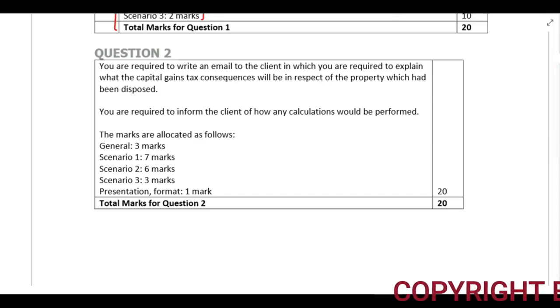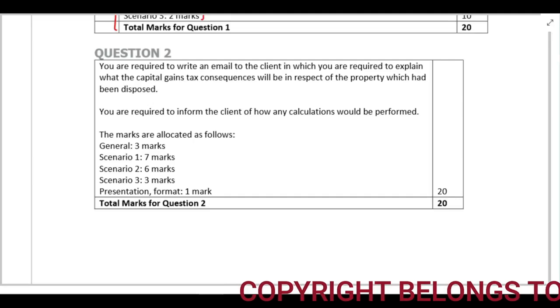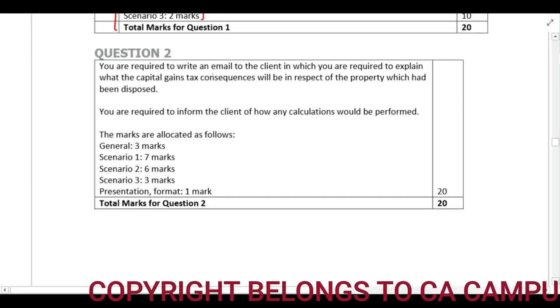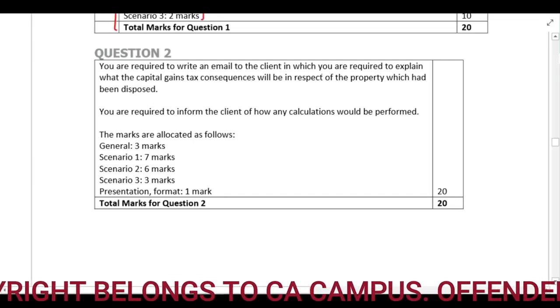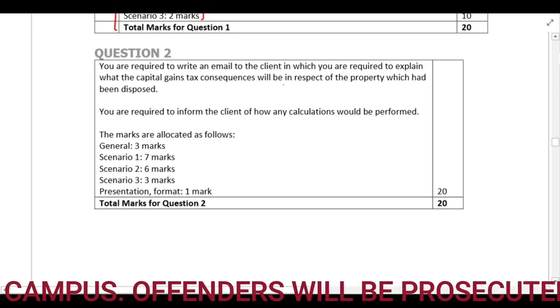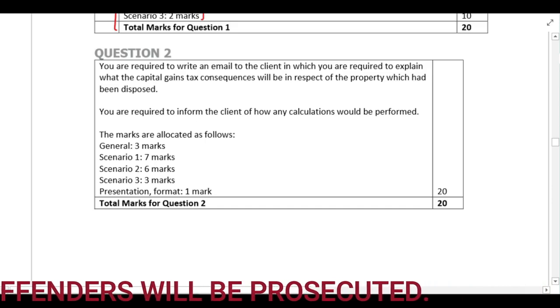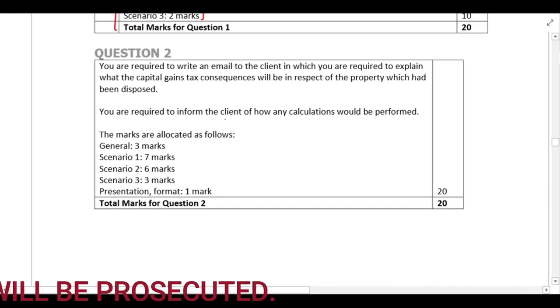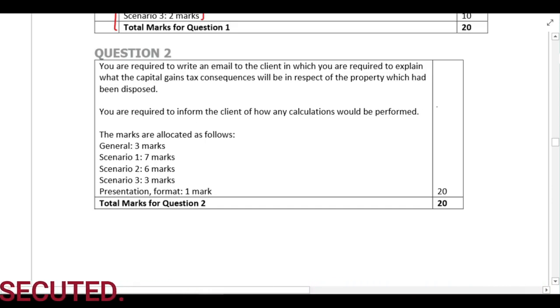Okay, so question number 2. You are required to write an email to the client in which you explain what the capital gains tax consequences will be in respect of the property which has been disposed. You are required to inform the client of how any calculations will be performed. This is also again something, unless they specifically tell you not to do it, you should always do.